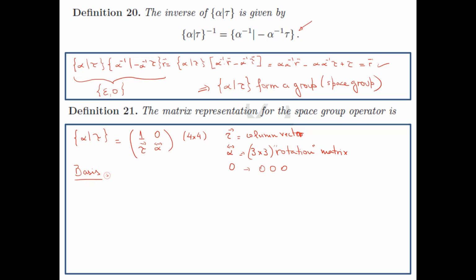And let's see, I'm going to use as a basis that plays the role of a certain point or a certain vector r. I'm going to use r, and 1, okay? In this case, r is also a column vector with three coordinates. And so r is x, y, z. So let's see what's the result of applying this 4x4 matrix on this vector of dimension 4.